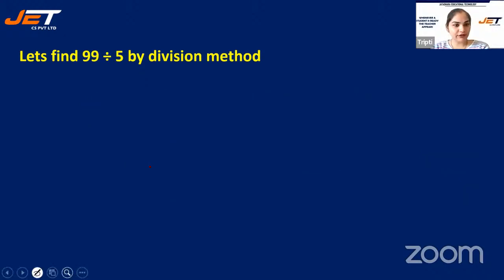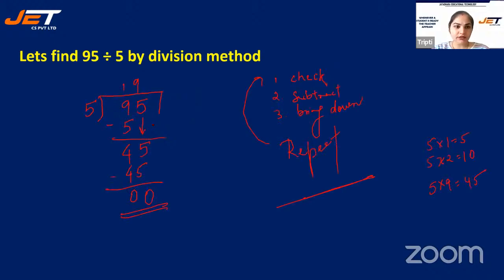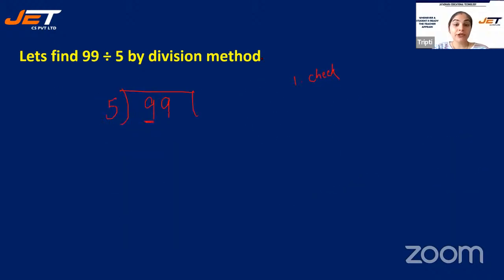99 divided by 5. Now, how to do 99 divided by 5? Let's have a look. 99 here, 5 inside, because 5 is the divisor, 99 is the dividend. First step is check. Oh wait, that was 95, this is 99. Do you see 9 in the table of 5? No, we see 5 times 1 is 5, which is less than 9. 5 times 1 is 5.